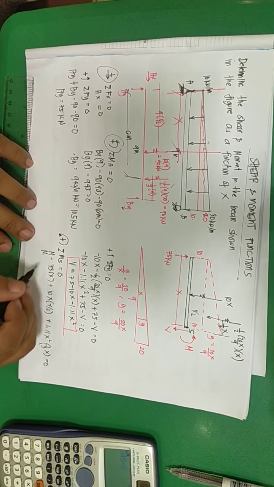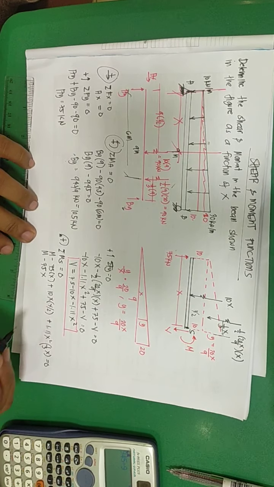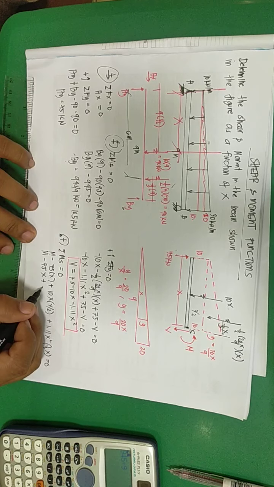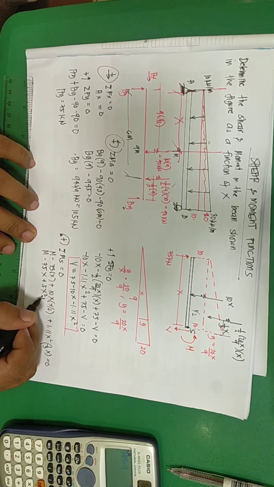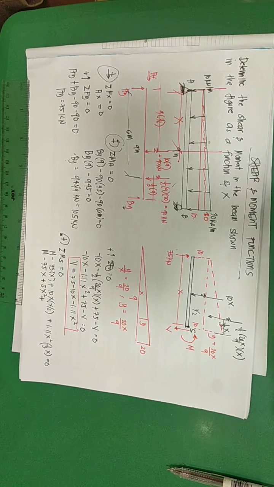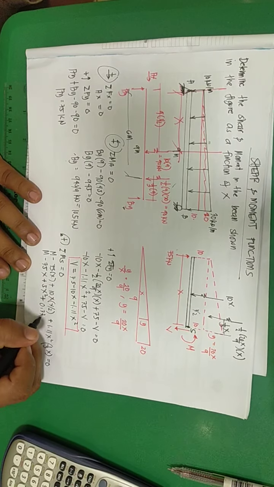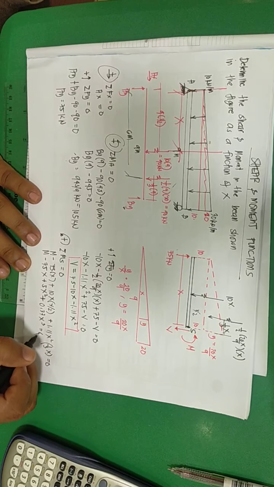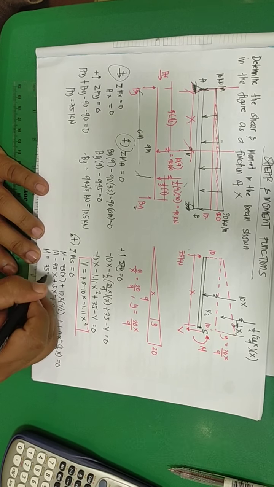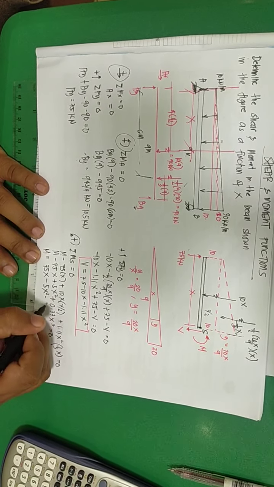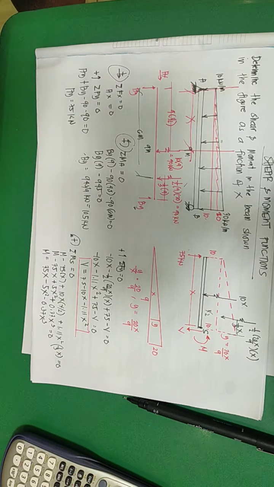So M minus 75x plus 5x squared plus 1.11 over 3, which is 0.37, x cubed equals 0. Now the moment will be 75x minus 5x squared minus 0.37x cubed. So this is now the moment equation.